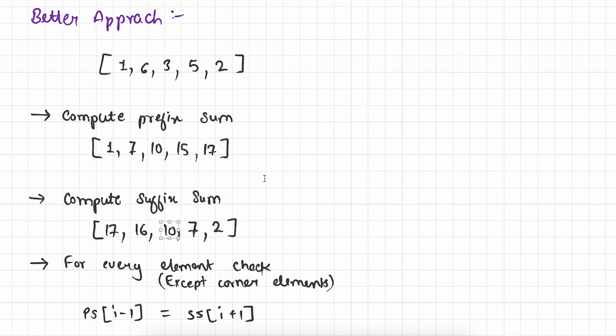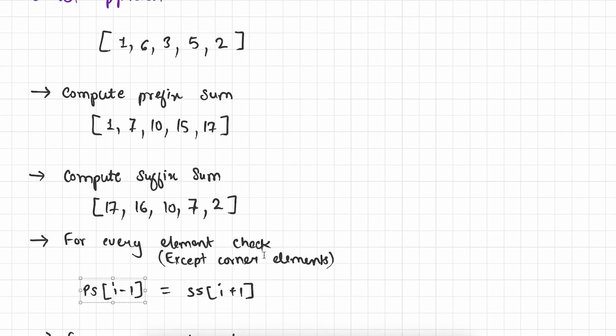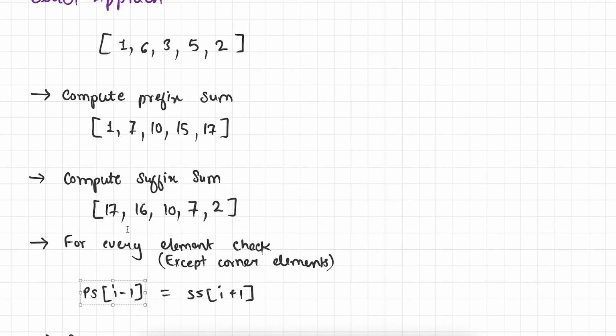Now moving on to the next element, that is 3. Again we are going to check if prefix sum of i minus 1 is equal to suffix sum of i plus 1 or not. Prefix sum of i minus 1 means prefix sum of 6, that is 6 plus 1, which is 7. We get this from the prefix sum array. And what about suffix sum of i plus 1? It is 7. You can see here, this is our ith index and i plus 1 is this. So now you can see that the suffix sum is 7 and the prefix sum is also 7. So this is the case where we can say that this is an equilibrium point.